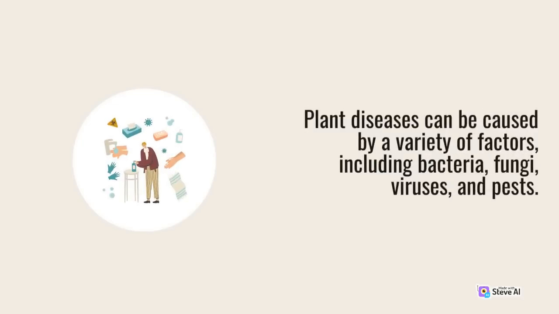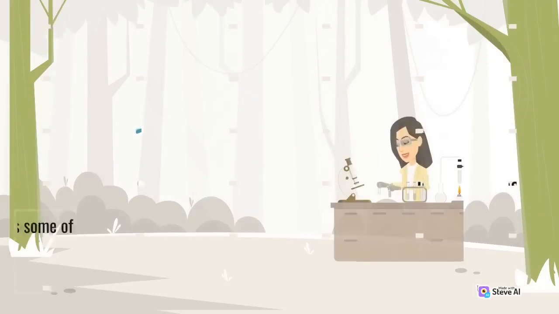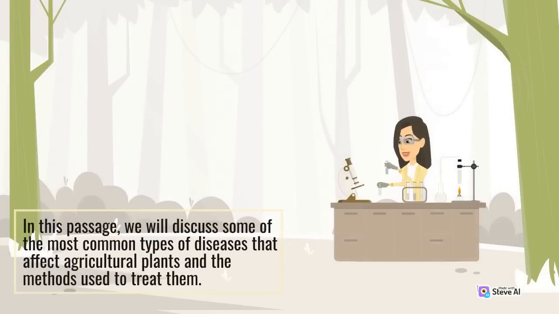Plant diseases can be caused by a variety of factors, including bacteria, fungi, viruses, and pests. In this passage, we will discuss some of the most common types of diseases that affect agricultural plants and the methods used to treat them.